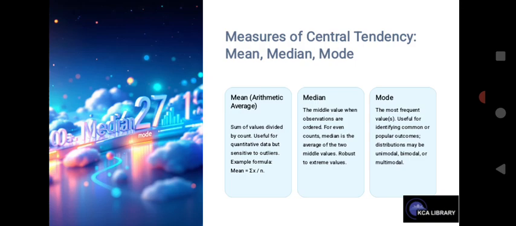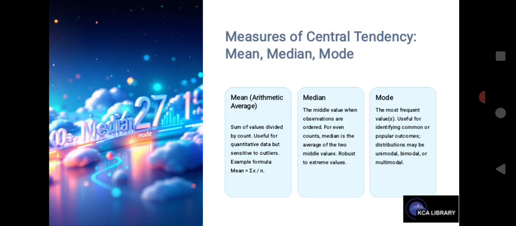So how do you calculate your arithmetic average? You do that by summing up the values and dividing by the count. Then for the median, the middle value is the middle value when observations are ordered. So if you order your observations, the middle value is the median. But when you have even counts, the median is always the average of the two middle values.